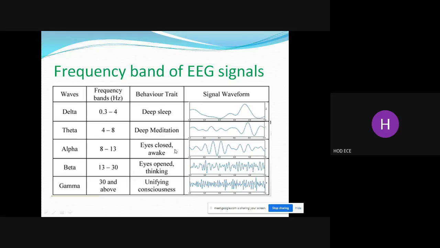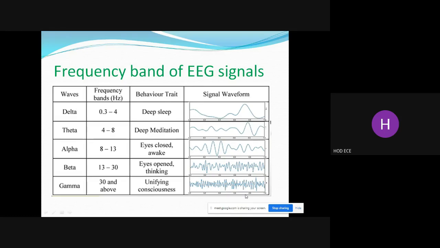If the eyes are closed and the person is awake, the frequency is 8 to 13, and that wave is said to be the alpha wave. If the eyes are open and the person is thinking, the frequency ranges from 13 to 30. It is said to be the beta wave. For consciousness, it is 30 and above, which is said to be the gamma wave. So all these, delta, theta, alpha, beta, gamma, correspond to the EEG signals.